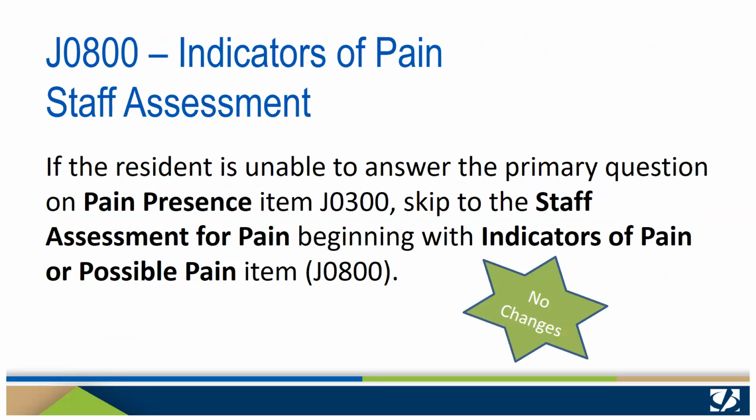If we have to go to the staff assessment because the resident's unable to answer the primary question on the pain presence in J0300, then we'll skip to the staff assessment for pain, and there's no changes to that section. So the same indicators of pain or possible pain have not changed at all from what we're doing now.